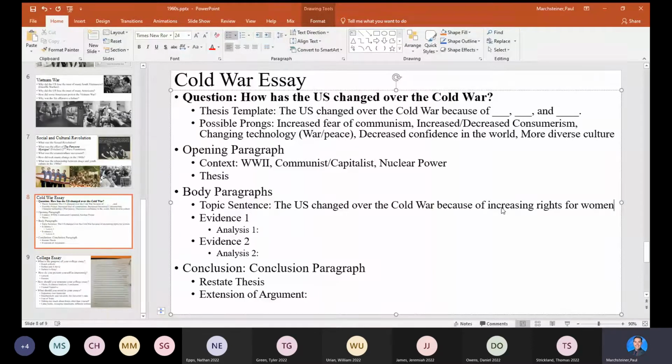For us here in this essay, your evidence is primarily coming from our lecture notes. You guys are going to try to give me specific examples or events in history that help support your claim. So if you're saying women's rights are improving, well, what are some pieces of evidence that prove that? You might highlight something like the sexual revolution that we talked about in lecture, or the publication of the Feminine Mystique that we talked about in this 1960s lecture. That helps support your argument.